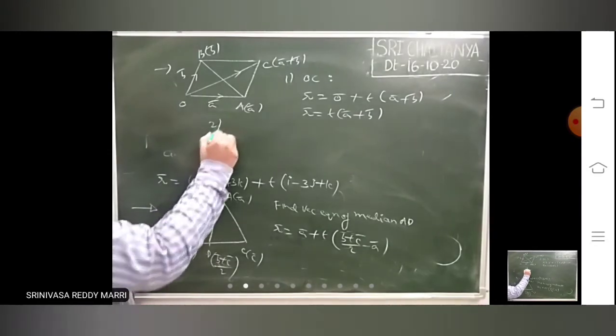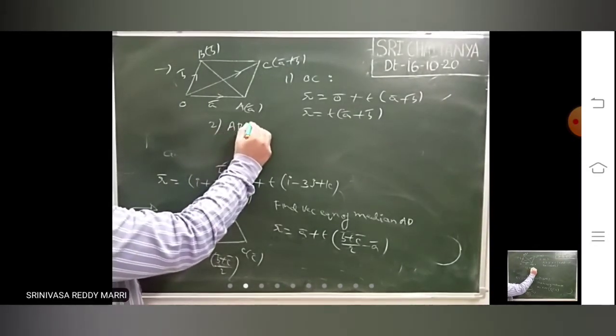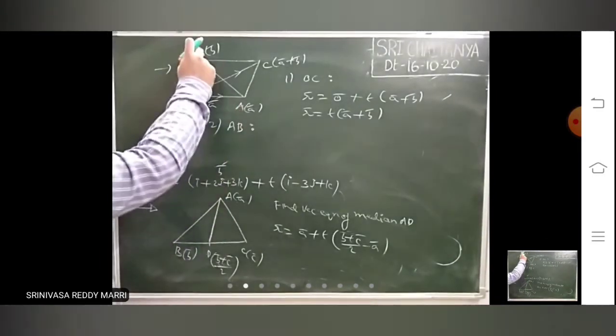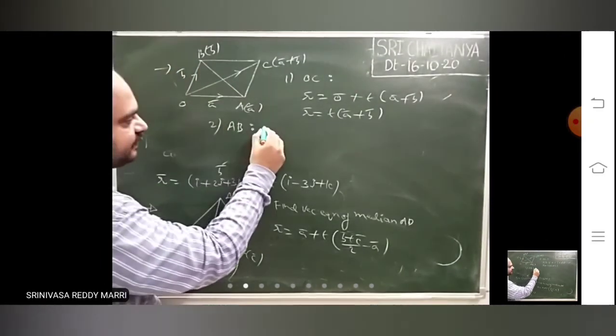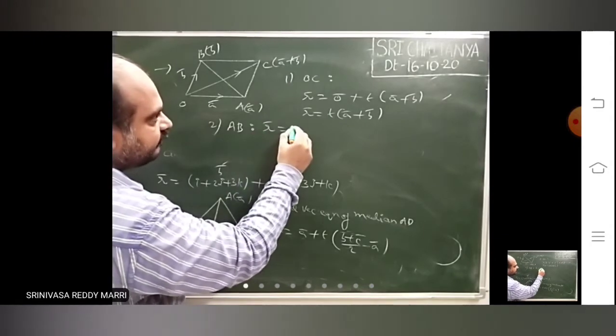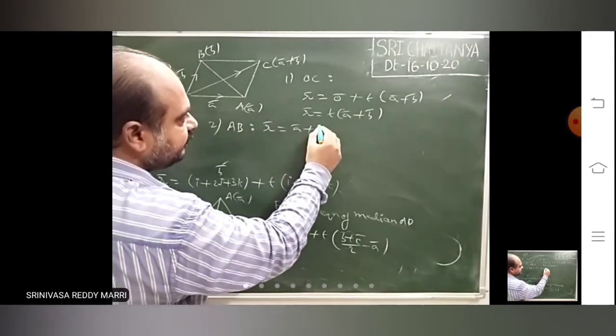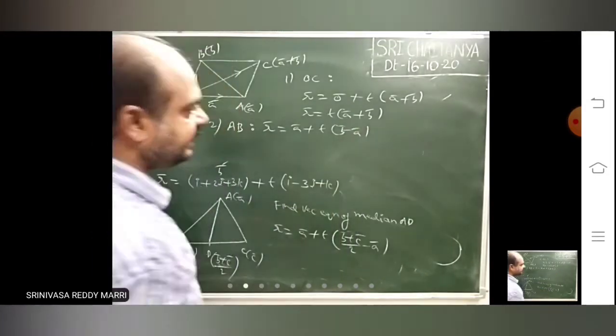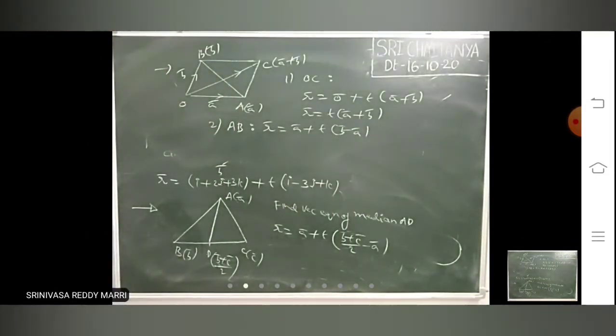Suppose you want to write the vector equation of diagonal AB. This is passing through 2 points, this is A bar, this is B bar. Vector equation is nothing but A bar plus T into B bar minus A bar. This is the diagonal AB equation, like that, 2-point form.